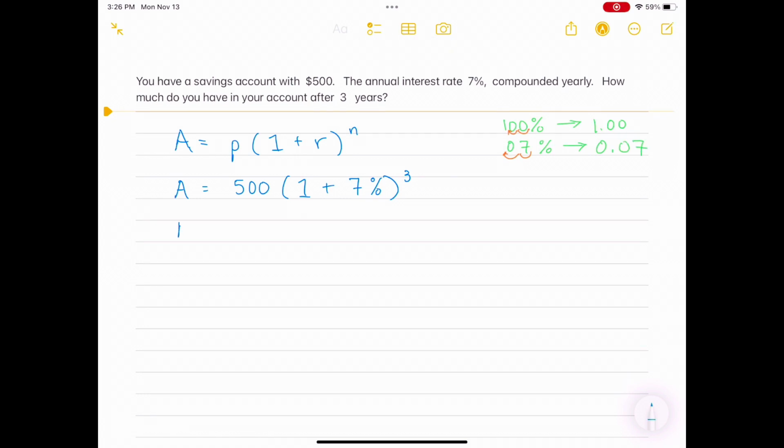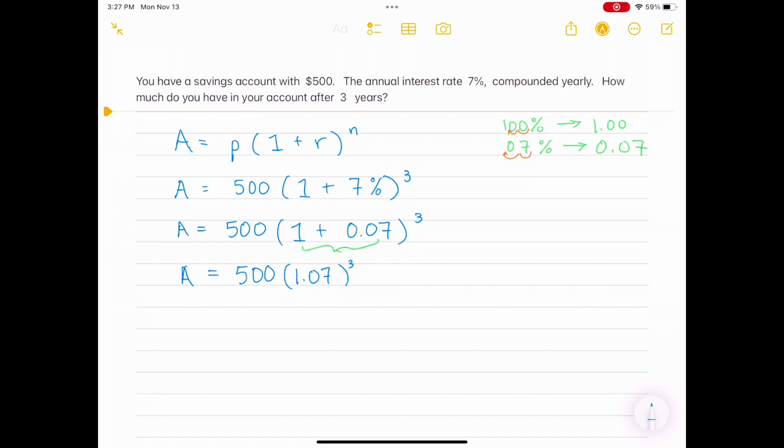Now we plug 0.07 back into our equation in place of 7%. We have 500 times 1 plus 0.07 to the third power. According to order of operations, we must first solve the calculation within the brackets. So 1 plus 0.07 equals 1.07. To the third power times 500, we continue the problem.